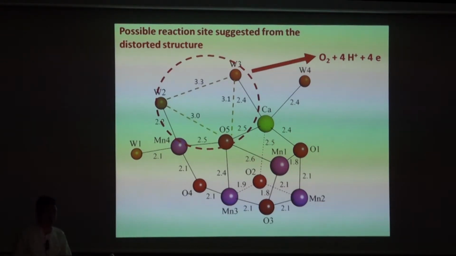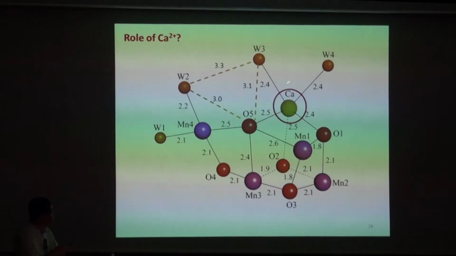We looked for the function of this calcium, because fortunately we can replace the calcium ion with another ion. The only divalent ion that is able to replace calcium and still support oxygen evolution and water splitting is strontium. So this calcium can be replaced by strontium 2+. After this replacement, the activity of water splitting is decreased by half.